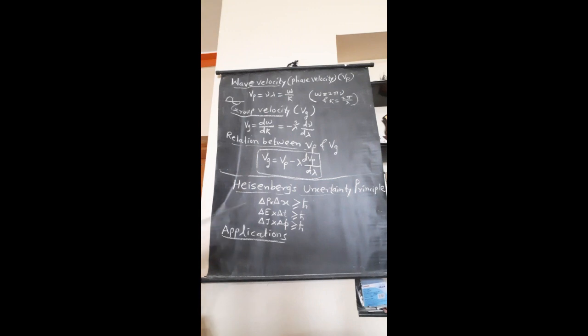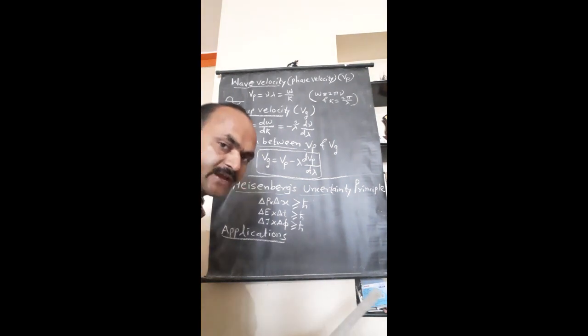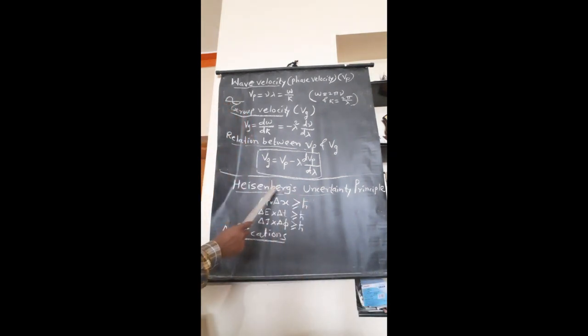Next point is the Heisenberg uncertainty principle. The Heisenberg uncertainty principle states that it is impossible to determine simultaneously the position and momentum of the electron with any desired accuracy.